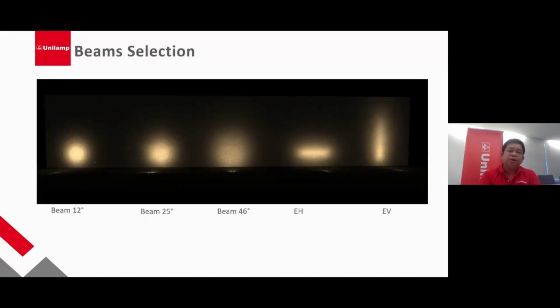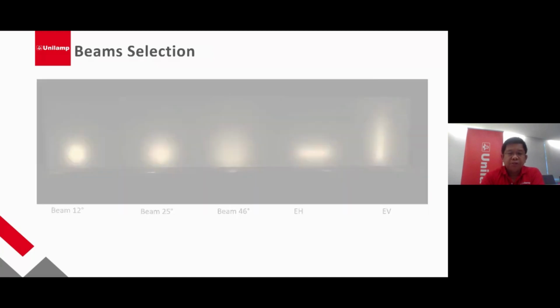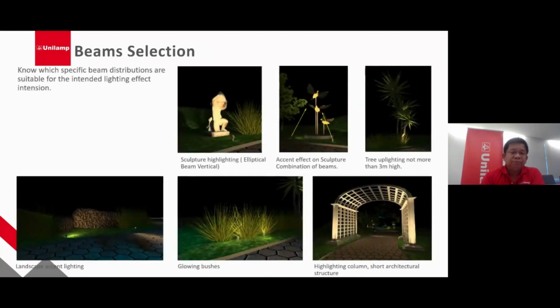Also, beam selection is very important in landscaping. As you know, here in Unilamp we have a lot of variations of beams that can be specified or offered to our customers in order to enhance the intended application. So we have 12 degrees up to vertical H or vertical B. As I've said, beam selection is very important. So I prepared specific distributions also.